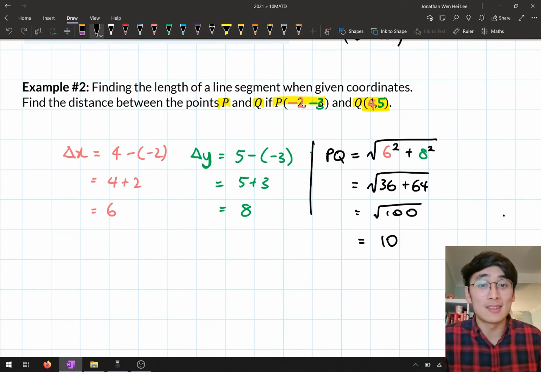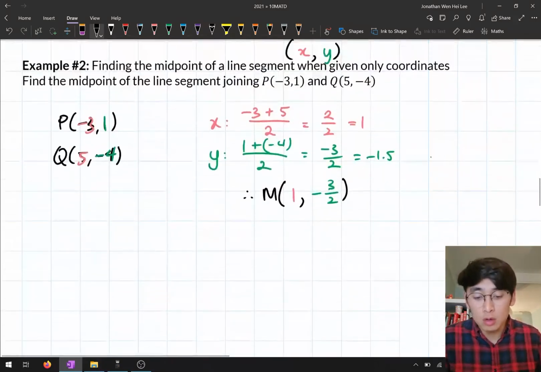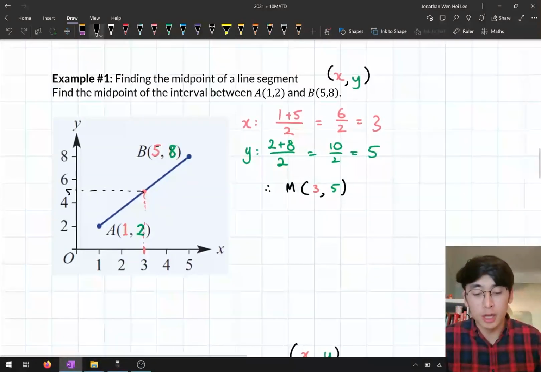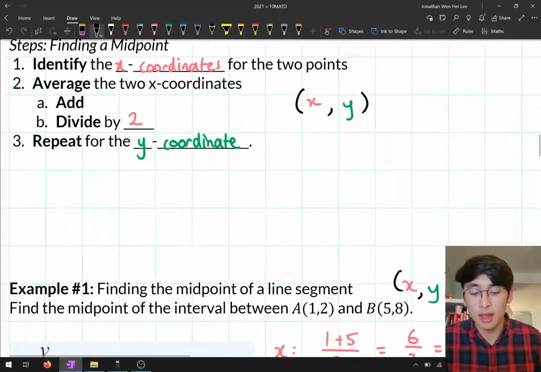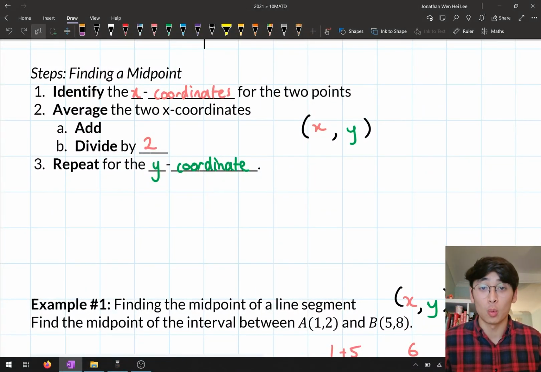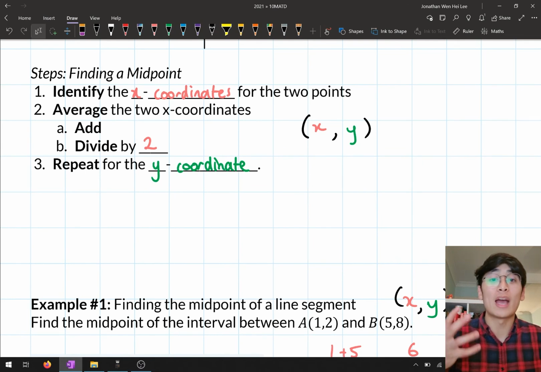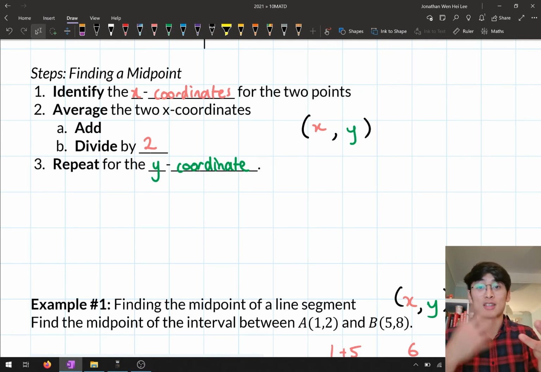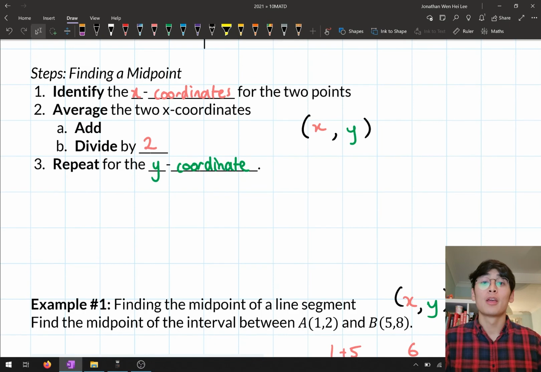So what we covered in this lesson? The first thing that we looked at was finding the midpoint of a line segment. So what we needed to do was have a look at the two x coordinates and then average them and do the same thing for the y. So when we're trying to find the midpoint, we are averaging the x coordinates and the y coordinates separately.